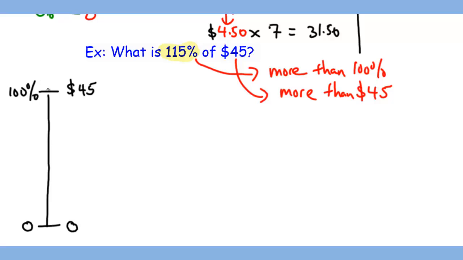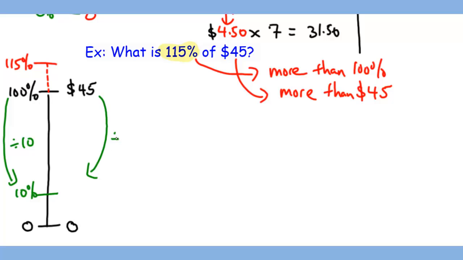Knowing how 115% is beyond 100, we have to extend the diagram beyond 100. This would be the 115% we're looking for. Now let's make some number connection. If 100% is 45, then 10% will be 10 times less, by dividing by 10 here, and you will divide it by 10 as well. And that gives you $4.50, and 5% is half of that by dividing by 2. So you can divide this by 2.